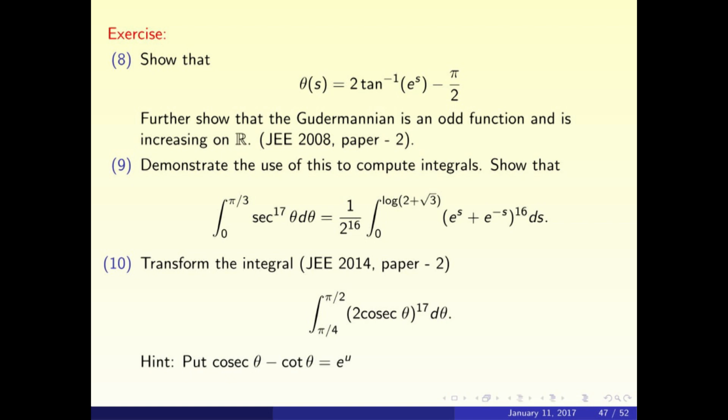And similarly, you can try the cosecant theta to the power 17. Here you put cosecant theta minus cot theta equal to e to the power u.